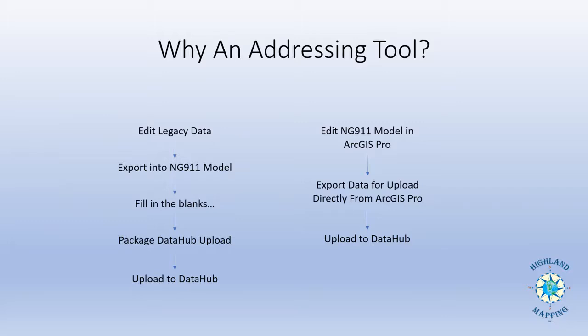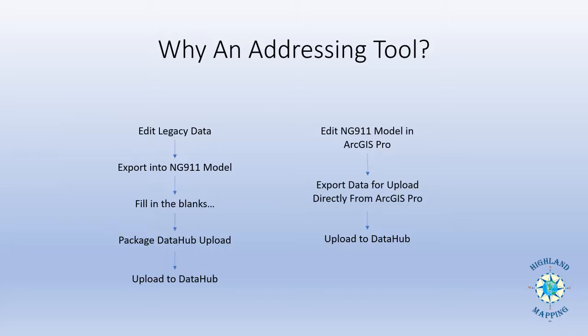A workflow involving an older E911 data model can be time-consuming. If you edit the way that you always have, you probably have to export your legacy data out to a next-gen model. Then you have to fill in all of the required mandatory fields on top of that. I'm sure that there are many of you doing this by hand as well. Finally, you have to package the upload for Data Hub and upload it.